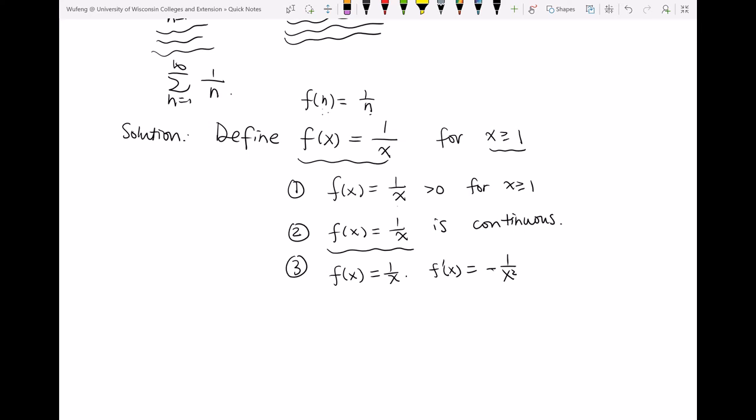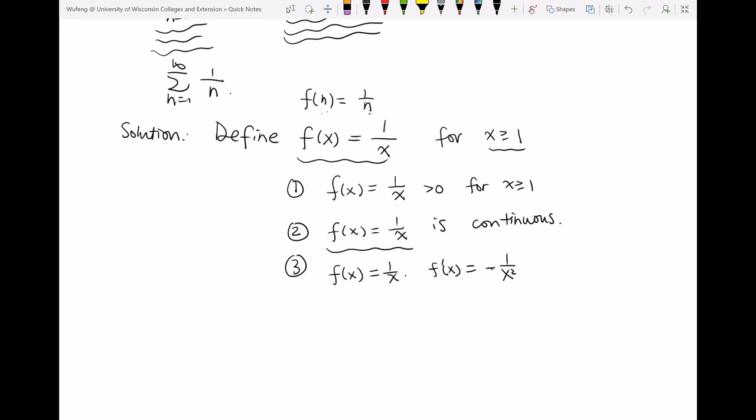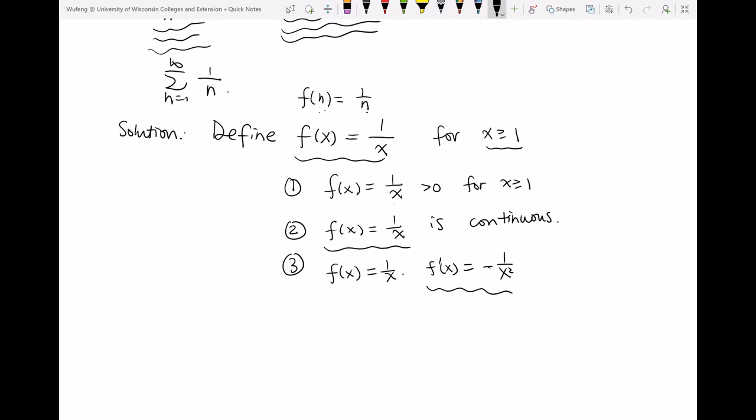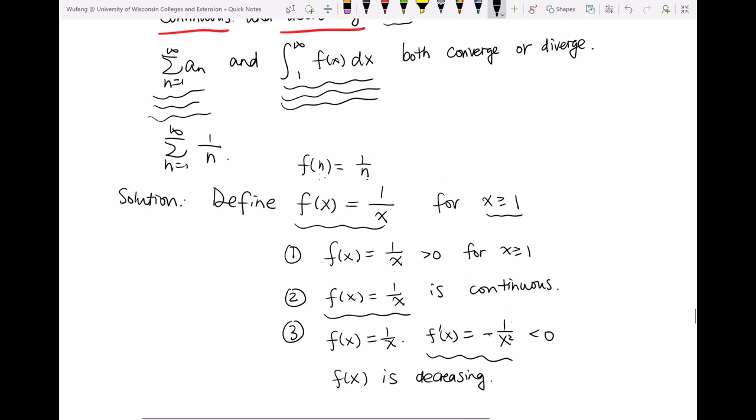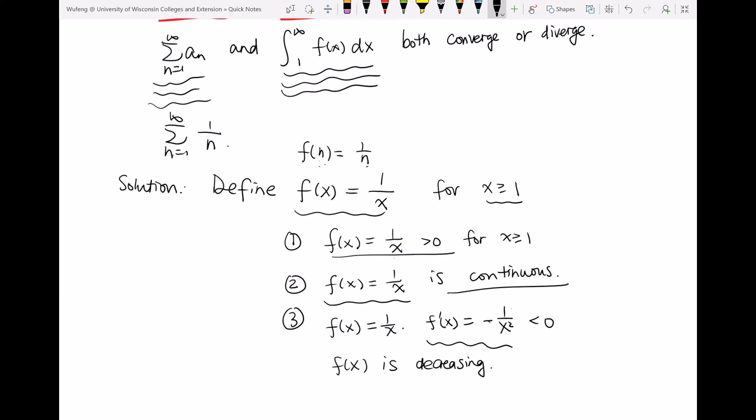So now it's very straightforward. We can tell the derivative of f(x) is negative. Because you have negative 1 over x squared, and x squared is positive, so the whole thing is negative. So now I would like to ask you again, Eric, if the derivative is negative, what does it mean? If the derivative is negative, it means it's decreasing. Very good, thank you, Eric. If the derivative is negative, it means the function f(x) is decreasing. So perfect. We have three conditions. First, the function is positive, continuous, and decreasing.